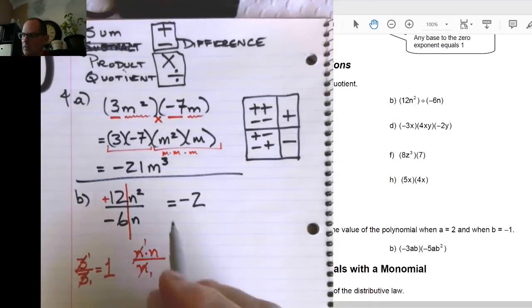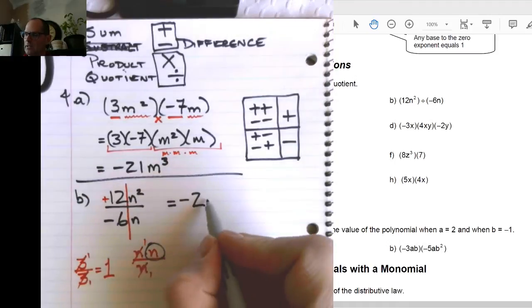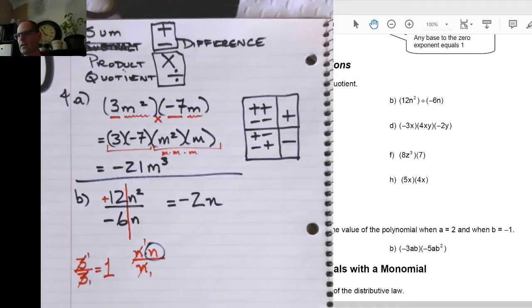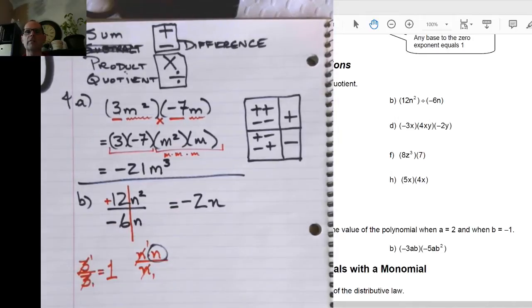Okay, and so the only thing that's left here is just that single n, and so that's what's left out over here. When I've got two n's on top and one on the bottom, one on the top and one on the bottom divide each other out. Okay, n squared divided by n. There's only one n left, and there is my final answer.